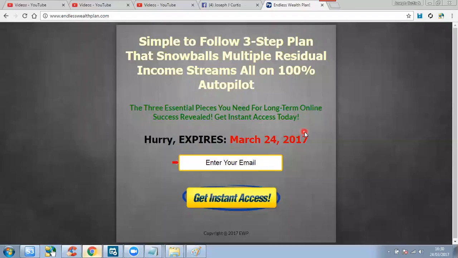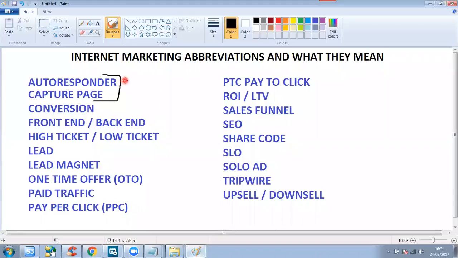Basically, a capture page is just a web page where someone can opt in for more information about your product, your business, your offer, and they give you their email address, and that email address is going to go into an autoresponder. There's quite a few different autoresponder services that you can use. I personally use Aweber because I just love the interface, and you can keep track of all your stats and all that kind of thing, which I like doing.